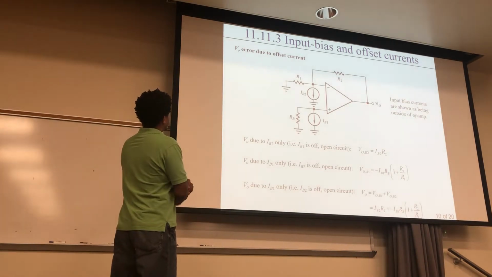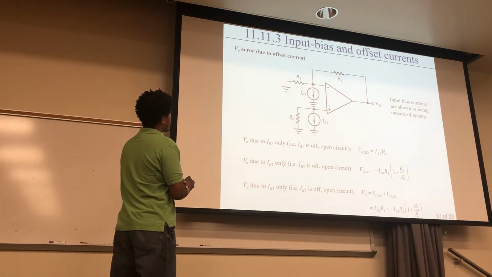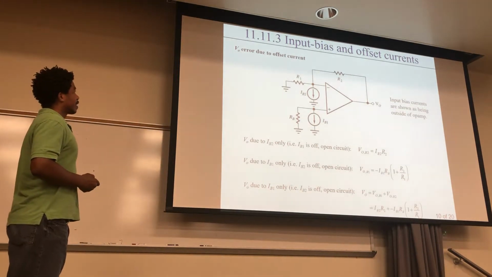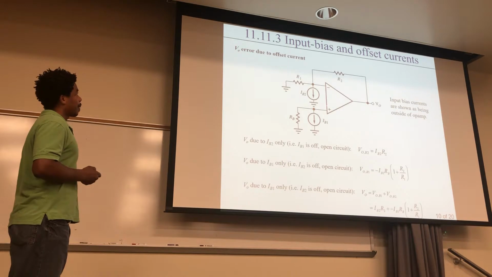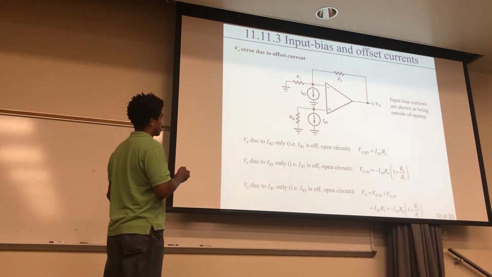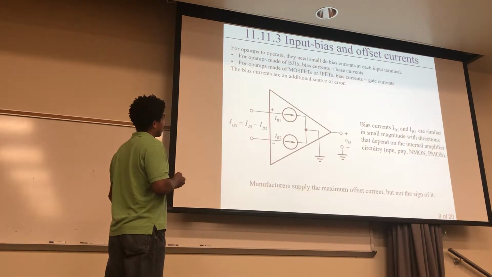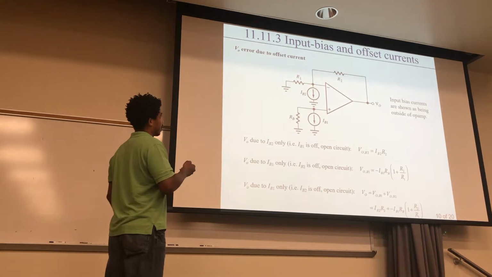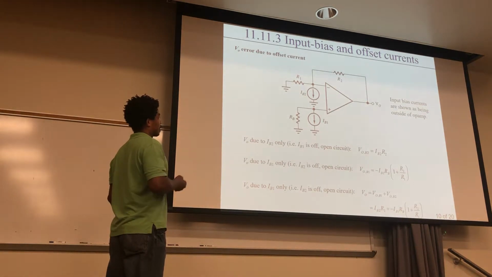Okay, so let's look at the voltage error due to the offset current. Remember, you have this offset current going in here, and that's going to produce an error right here at the output. This picture looks kind of weird, but I think what the author is doing is pulling these currents, which are really inside, outside. We've seen that before with the RID being pulled outside.